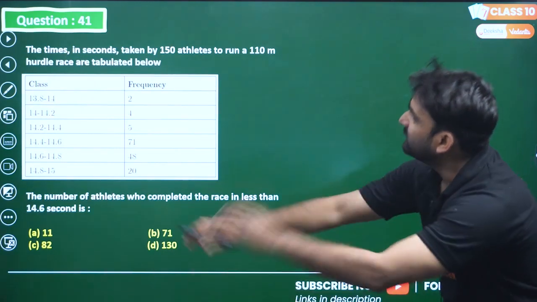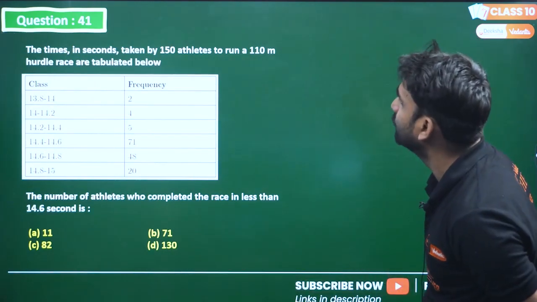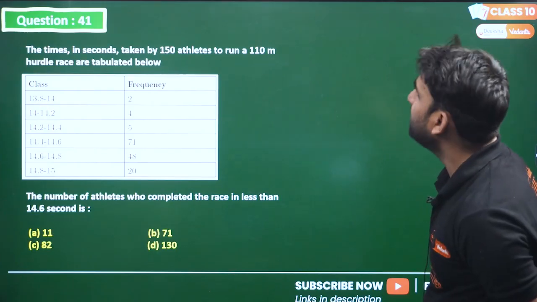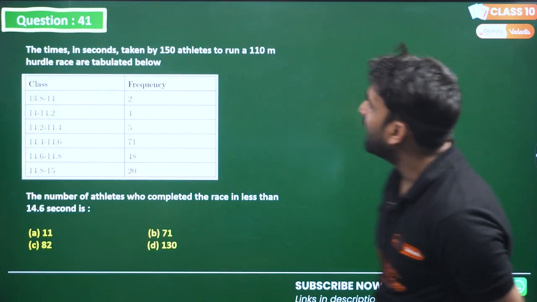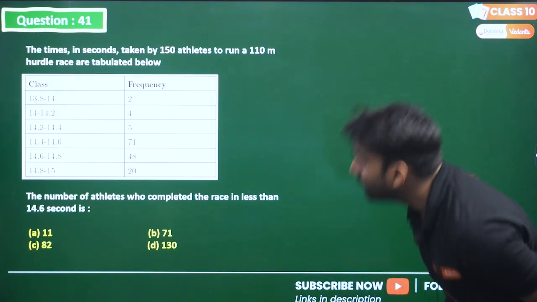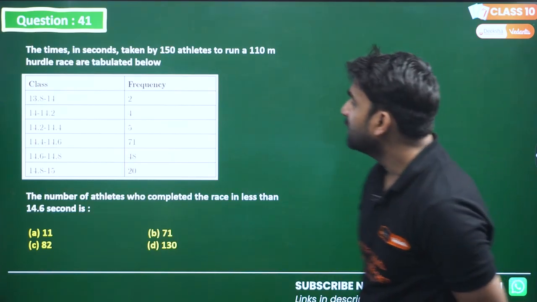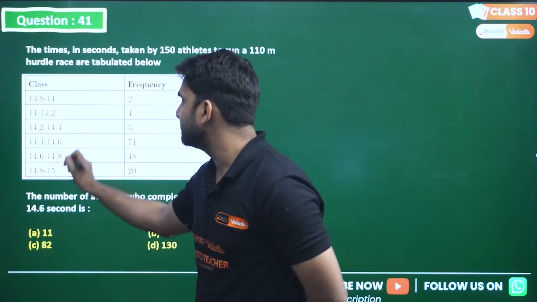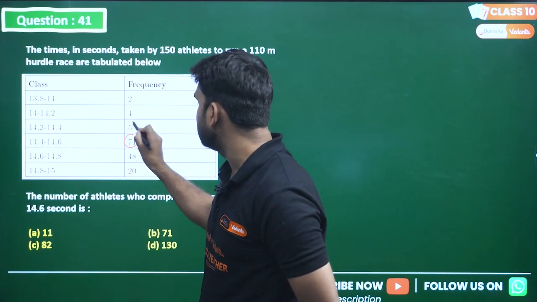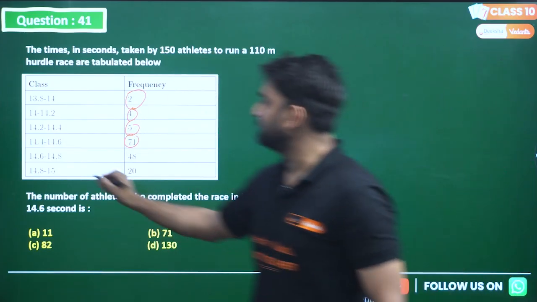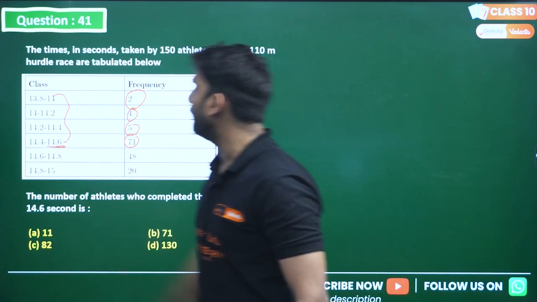Question number 41. The times in seconds taken by 150 athletes to run a 110 meter hurdle race are tabulated below. The number of athletes who completed the race in less than 14.6 seconds will be what? So the number of athletes completing the race below 14.6: this plus this plus this plus this. Add all the numbers, because this is 14.6 and these are below 14.6.